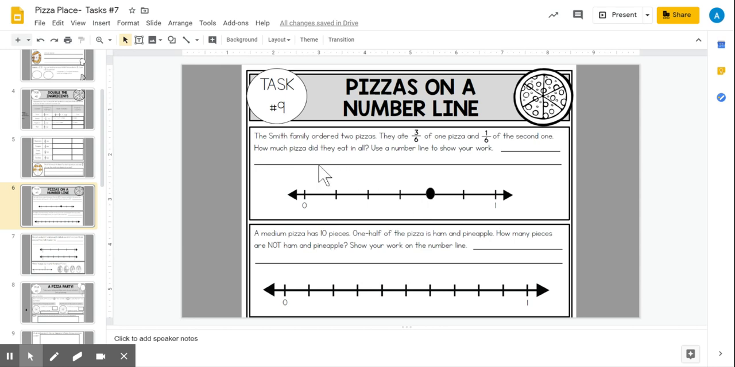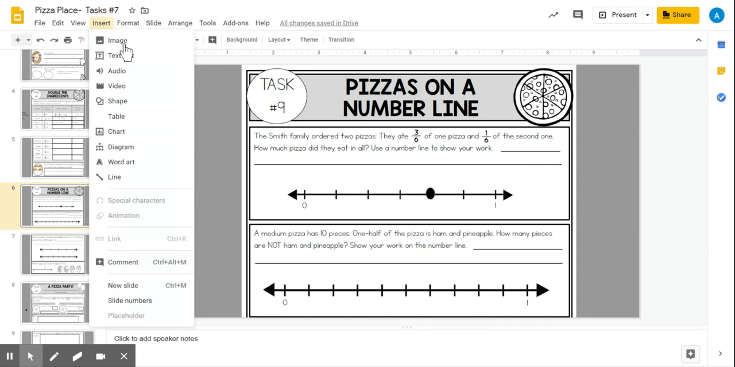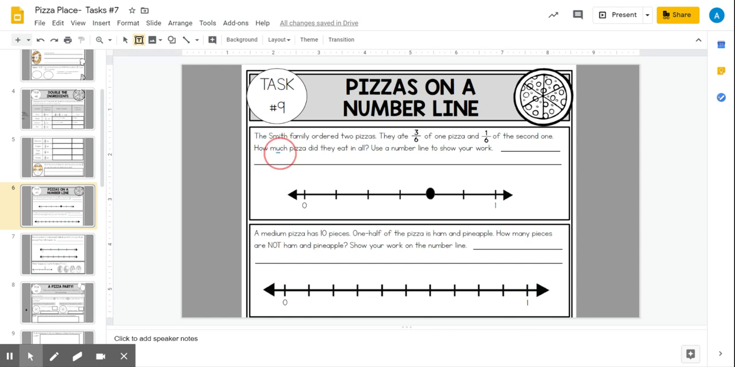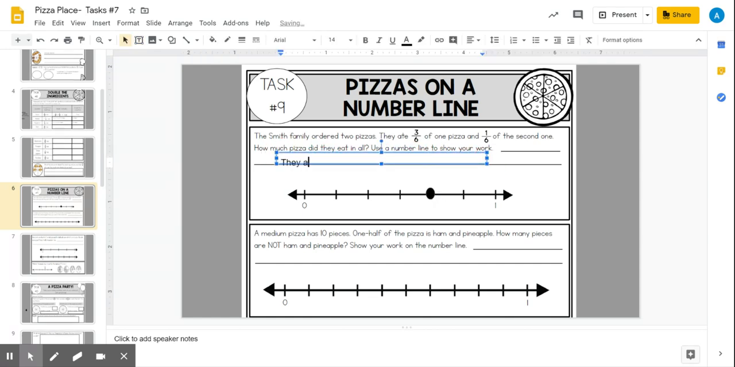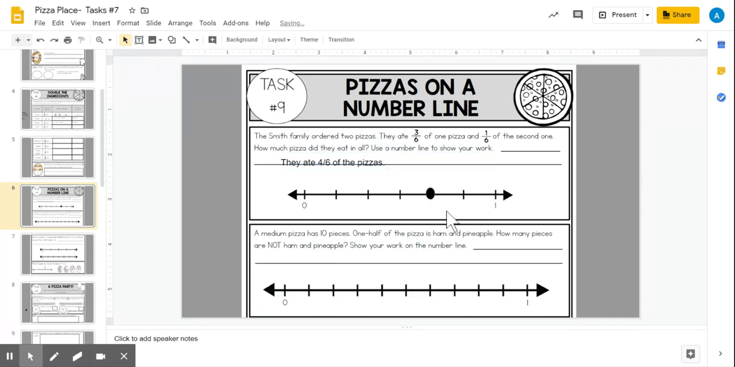And it says, how much pizza did they eat in all? So here you can see we started from 0, we did 3/6, we added one more 1/6. So in all, they ate 4/6 of the pizza. I need my text box, put it right here. They ate 4/6 of the pizzas because there's more than one pizza.